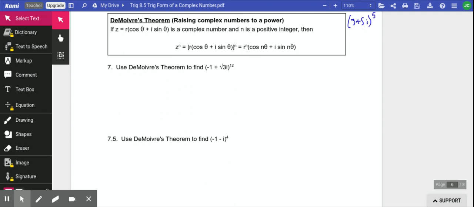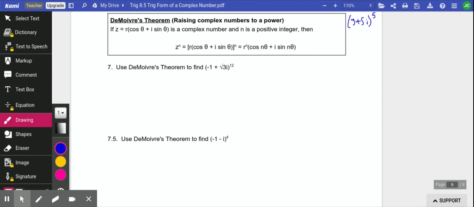Okay, so we're going to use DM's theorem, so I don't have to pronounce it, to take -1 plus root 3i to the 12th power. In order to do this, we have to be in trig form. So remember, trig form is r cosine theta plus i sine theta. So that's what we need to figure out first, is what is the trig form of this. So let's go ahead and graph this. So we are -1 and then up root 3. So -1, root 3.